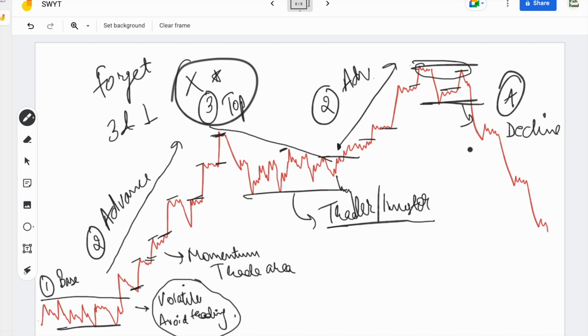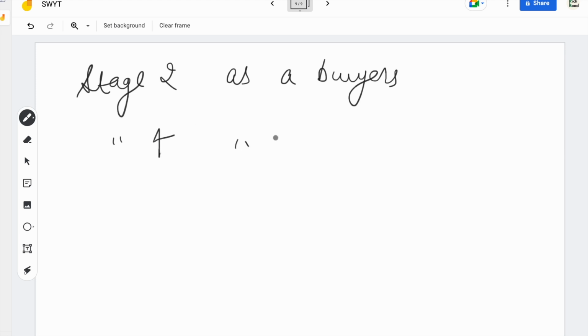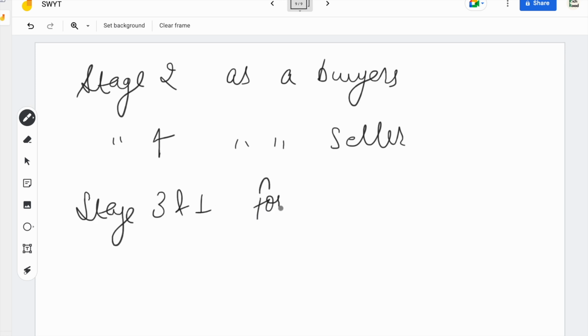When we talk about the decline, no longs. Trade on the short side. Momentum is on your side. And this is important. From Stan Weinstein's stage analysis, stage 2 as a buyer is important to understand. Similarly, stage 4 as a seller is important to understand. Forget stage number 3 and 1.